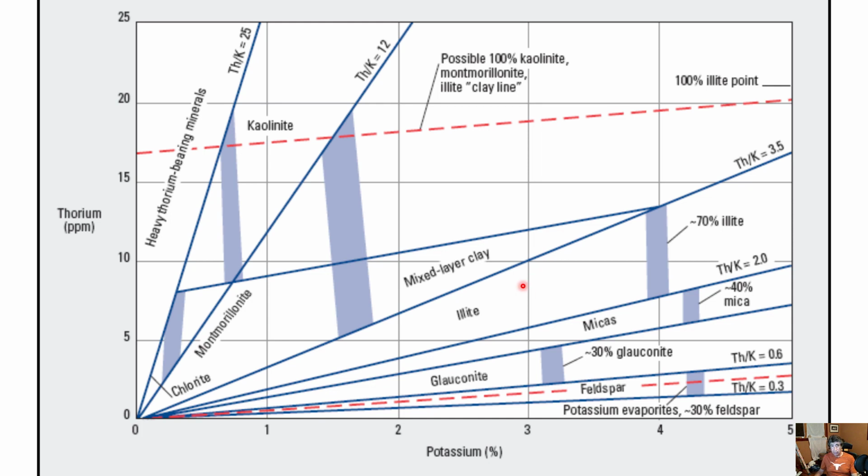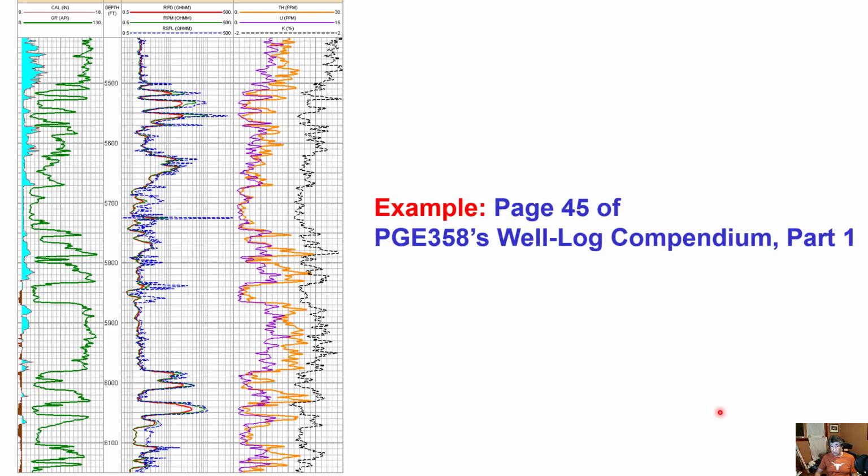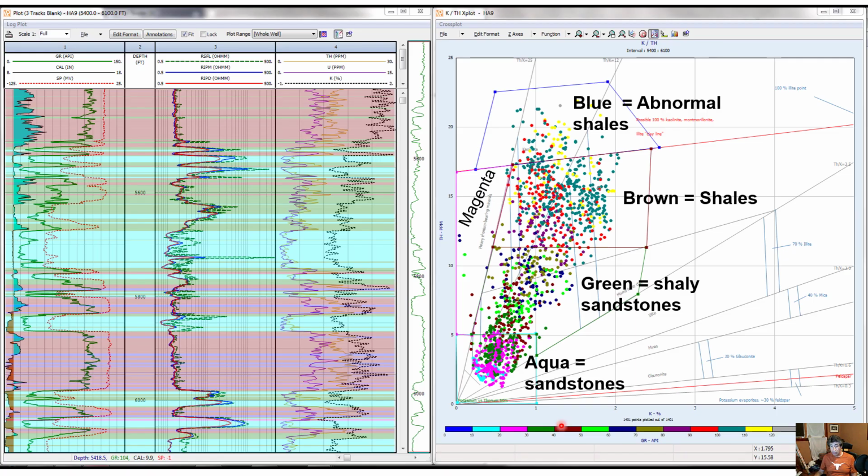But look, the limits are 25 on the y-axis and 5% on the x-axis. And those are precisely the limits that I have here: 25 and 5. The colors, all of these points that you see here, separate points, are coming from the cross plot of uranium and thorium.